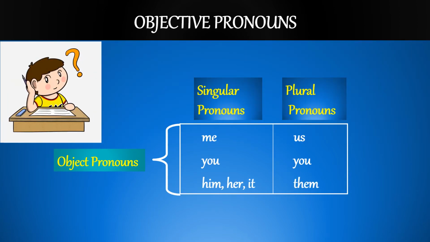Dear students, before going into details, we should discuss the objective pronouns. In singular form, these pronouns would be me, you, him, her, and it. In plural form, they would be us, you, and them. Him, her, and it, their plural form is them. These pronouns are used as objects in sentences.